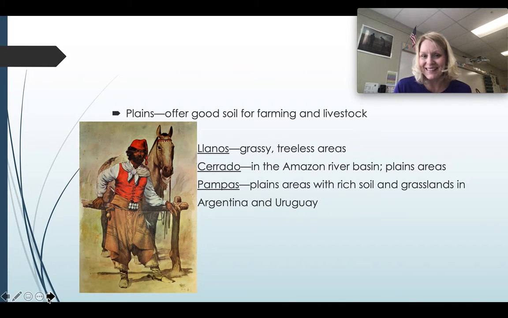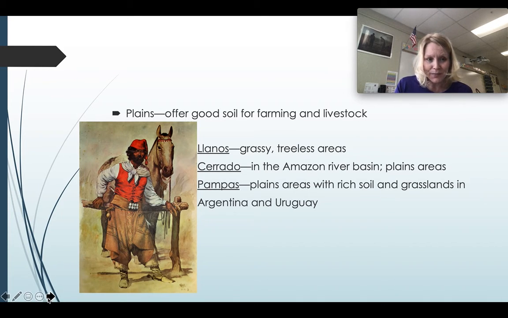And then the Pampas. The Pampas are the plains area in the southern part of South America, especially in Argentina and Uruguay. These are plains areas with rich soil and grasslands, very good for livestock, good for planting certain types of crops, especially wheat crops.